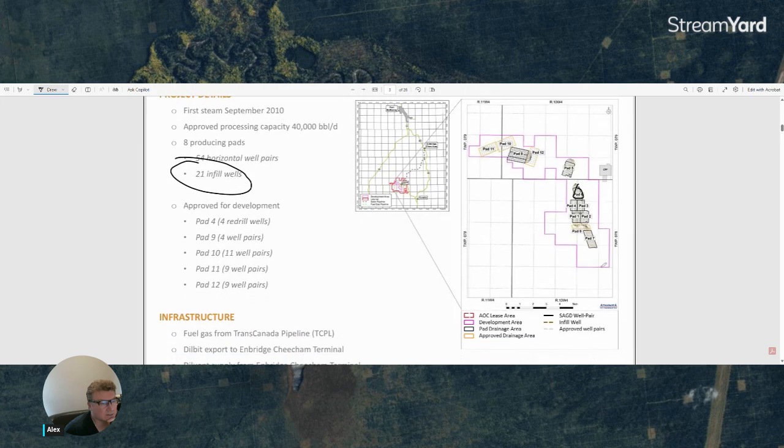All right, so approved for development is pad 4. So I don't see it on the map. Where's pad 4? Maybe it's this guy. No, this is pad 9. Pad 11 and 10 are here, and 12 as well here. And where's pad 4? Right there. So pad 4, 4 redrill wells. So they're going to redrill them.